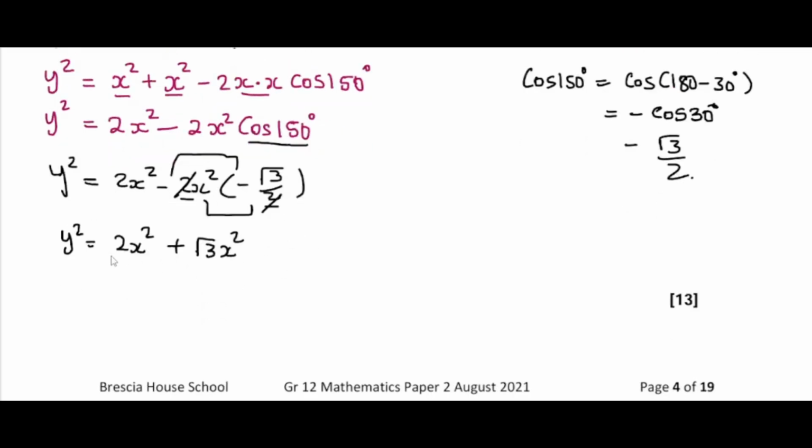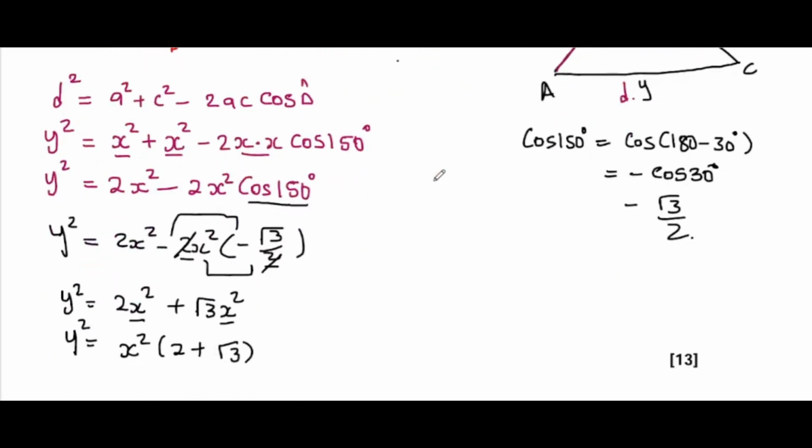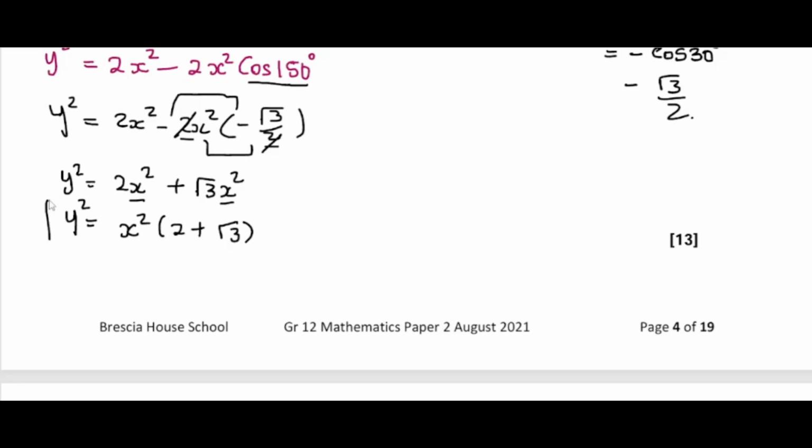Do we have a common factor here? Yes, x squared is my common factor. So y squared is equal to x squared out as a common factor, and inside the bracket I'm left with 2 plus the root 3. Look at this, this is nice. We have the 2 plus the root 3 already. So we can just square root both sides and see what we get.